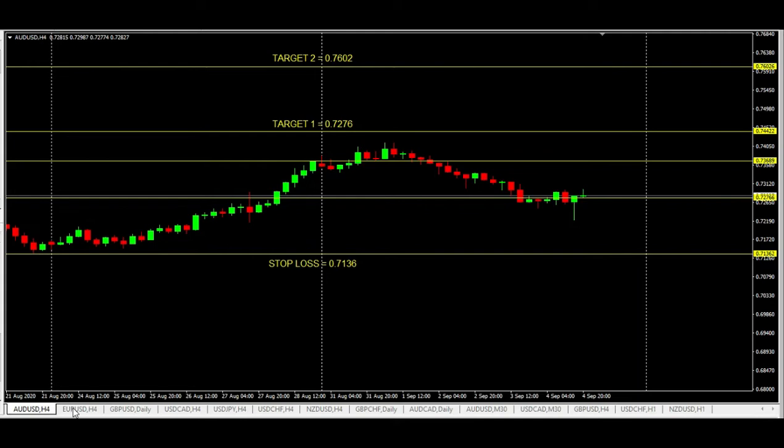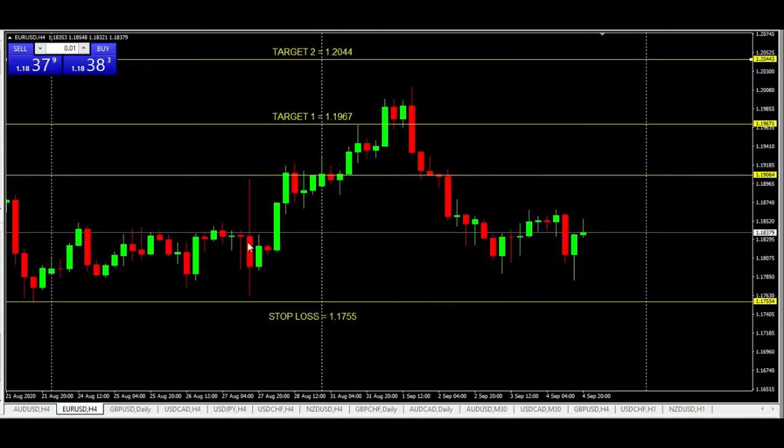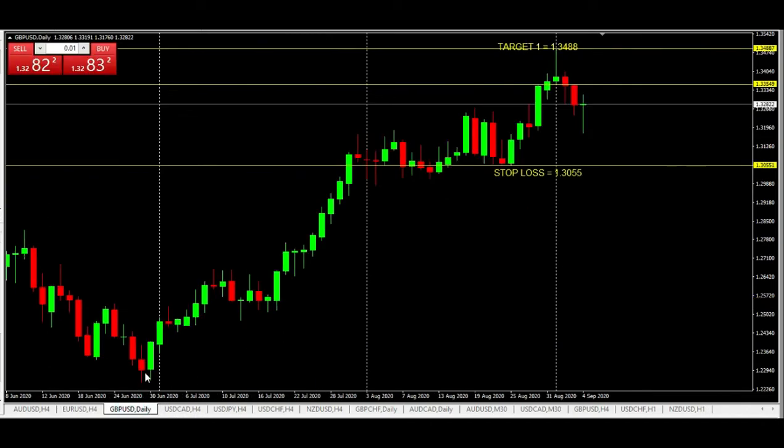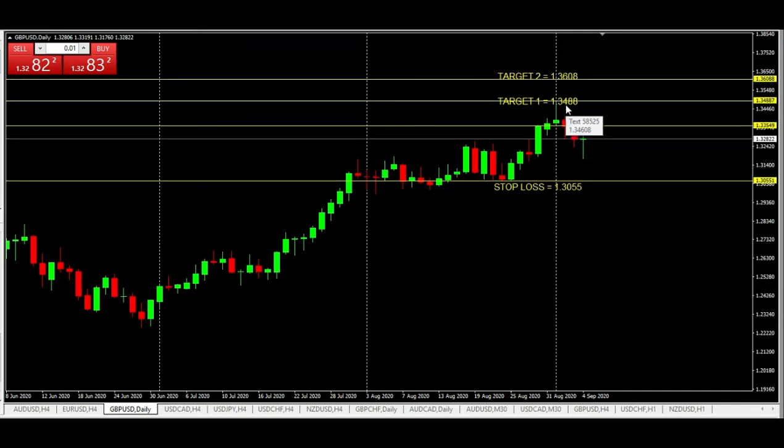The next one was the Euro USD. We got our target 1, but target 2 was not hit. And then after getting the target 1, the market started coming back down. Then we had the GBP USD. In GBP USD, our target was hit. We got our first target, this one, and the second target we missed it, and the market started coming back down.